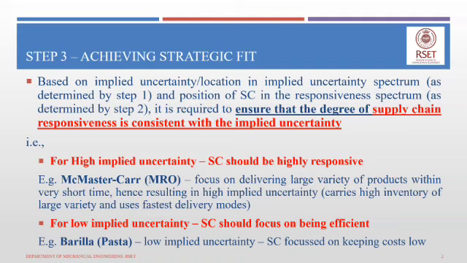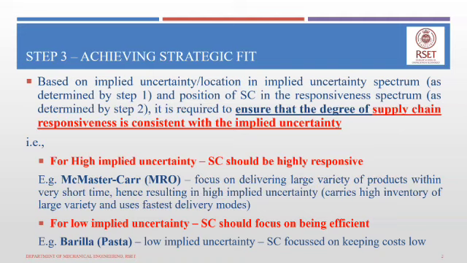Whereas, for example, take the case of a firm that faces low implied uncertainty, Barilla, a firm that makes pasta. The demand for pasta is generally very steady, and what customers require is good quality pasta at the lowest possible prices. So the nature of demand, or the attributes of demand, are similar to the attributes which are seen in the case of low implied uncertainty.